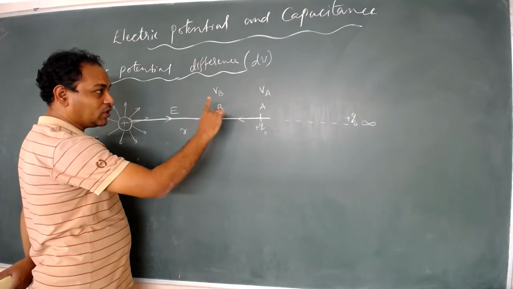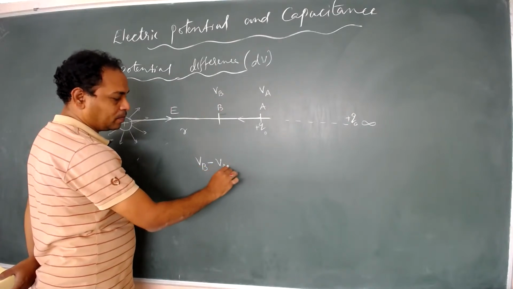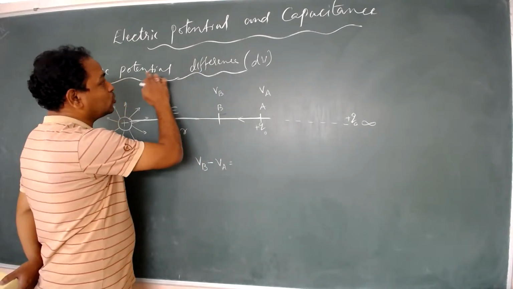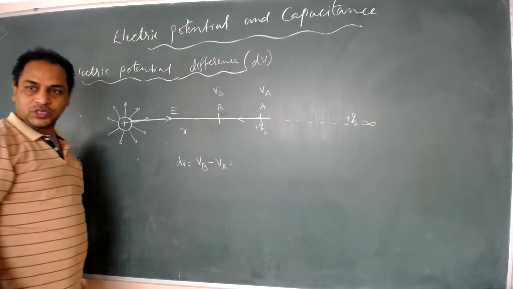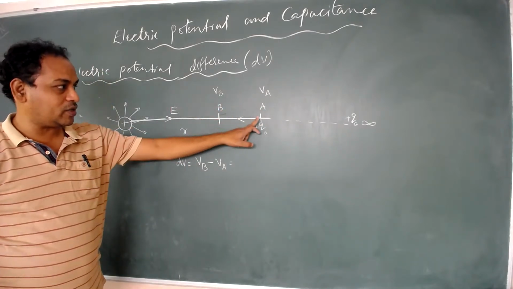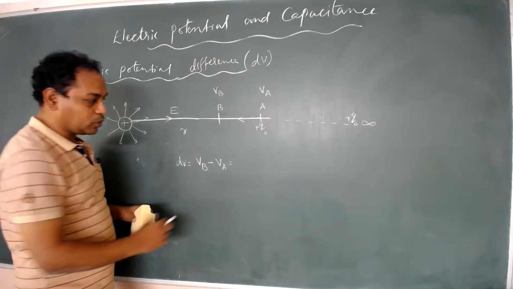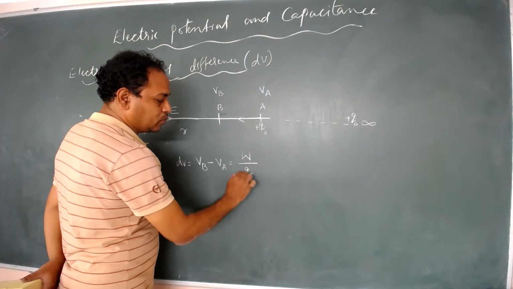That means the potential difference is given by VB minus VA. This is called simply potential difference. That is, I will call it dV. Change in potential is nothing but VB minus VA, this potential minus that potential. The change in potential is equal to, again the same formula, work done per unit positive test charge.